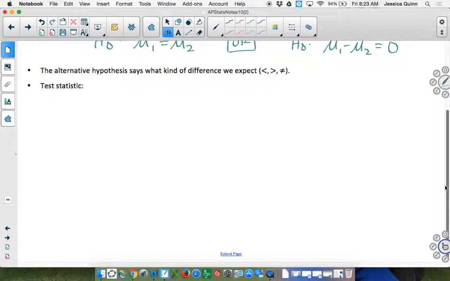And then for our test statistic, remember this is that formula that's on our formula sheet, the generic version of it. What's my test statistic going to be? What letter? For means, t. It's always my statistic minus my parameter. So what's my statistic? X bar. What am I going to do to my X bars? Subtract them, so X bar 1 minus X bar 2. That's my statistic.